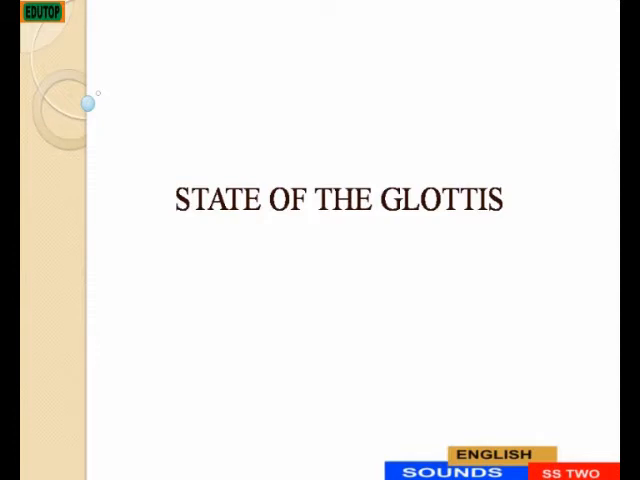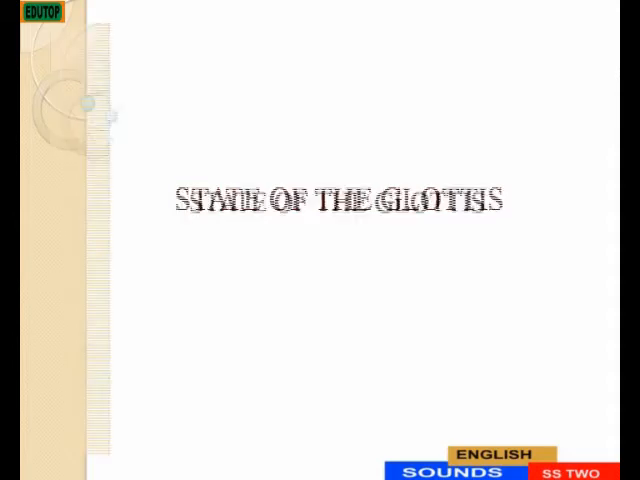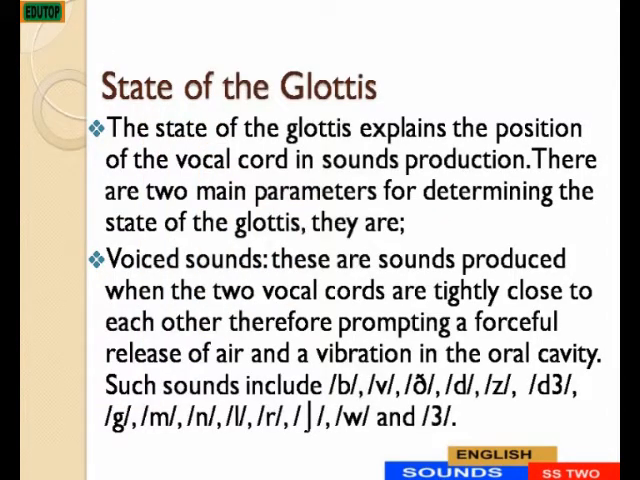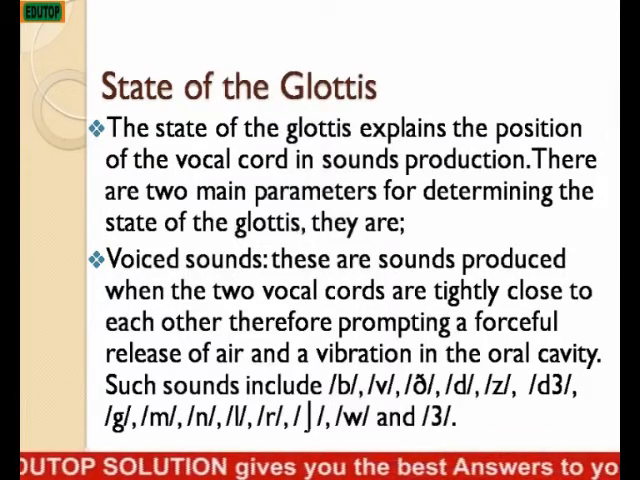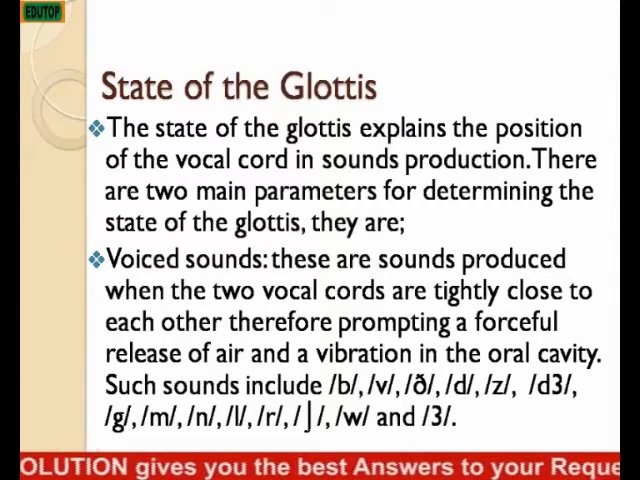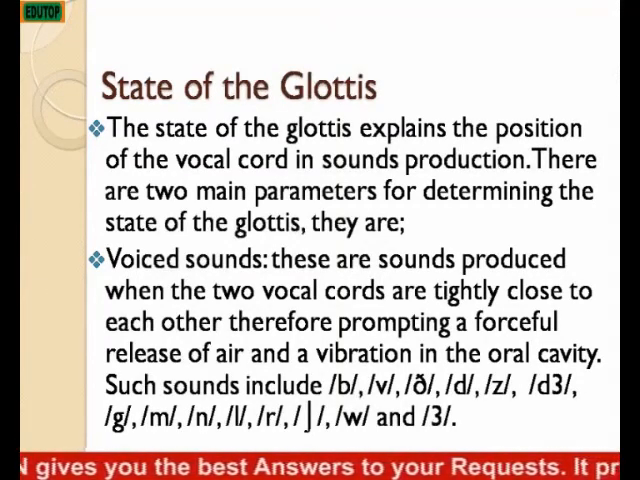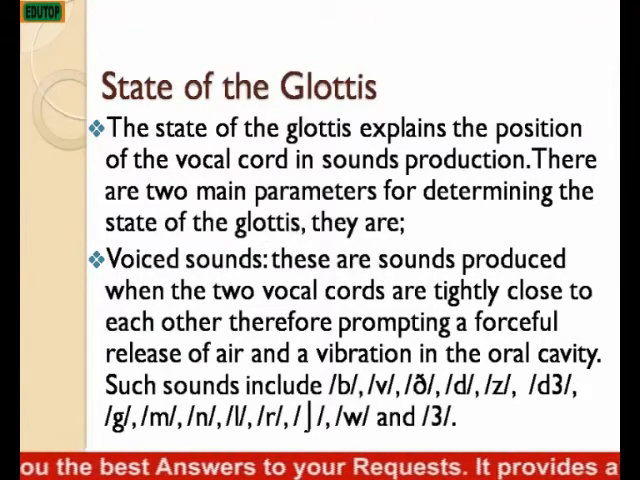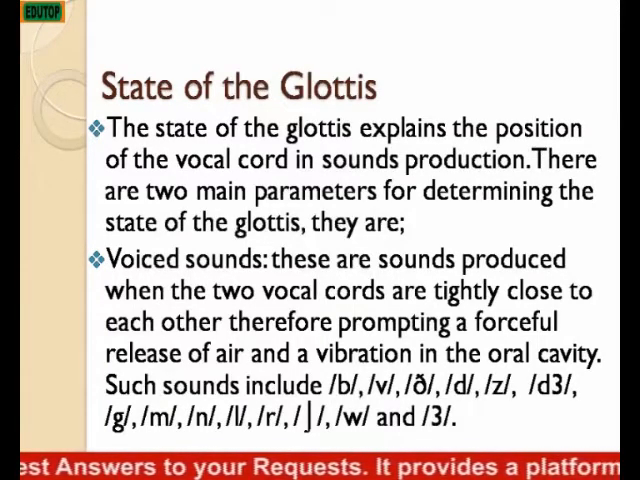We'll move to the state of the glottis. That is another parameter for categorizing consonant sounds. The state of the glottis explains the position of the vocal cords in sound production. There are two main parameters for determining the state of the glottis. They are voiced sounds. Voiced sounds are produced when the two vocal cords are tightly close together to each other, therefore prompting a forceful release of air and a vibration in the oral cavity.